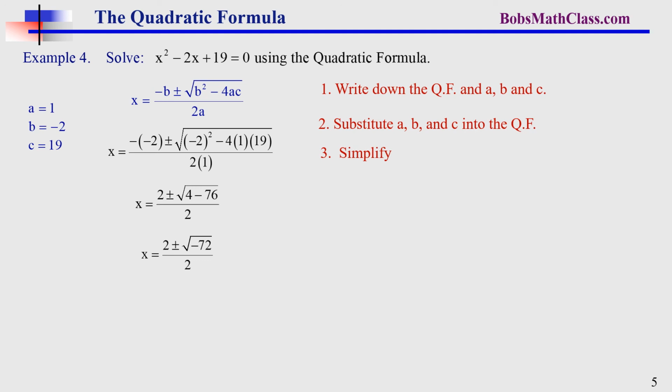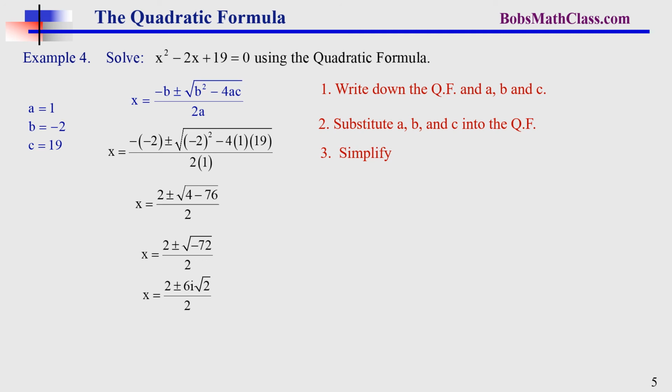We have a negative inside the radical. That means we have a complex number. So we're going to write it in the form of a complex number. Let's see, square root of 72 is 6 square root 2. But we have an i because of the negative. So 6i square root 72. Sorry, 6i square root 2.